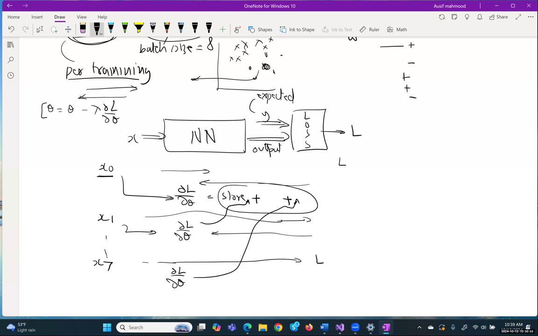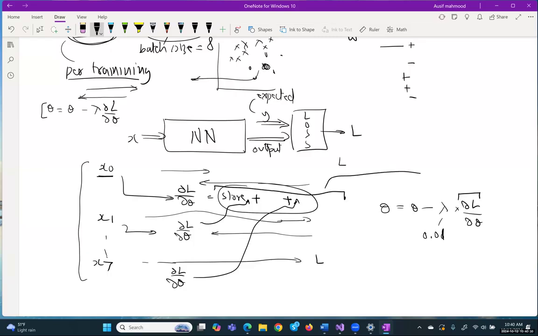As you can see, the partial L over partial theta was computed 8 times, corresponding to the 8 inputs in our example. So then how will we update theta? Do we do theta equals theta minus the learning rate? The learning rate, if you recall, is fixed, for example 0.01, multiplied by partial L over partial theta. So which partial L over partial theta do we use? Because this value is the sum of everything. Should we use the sum?